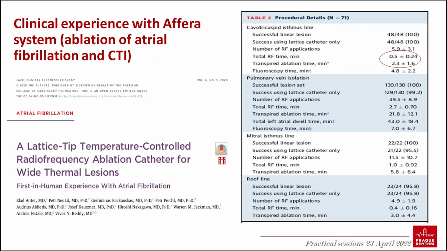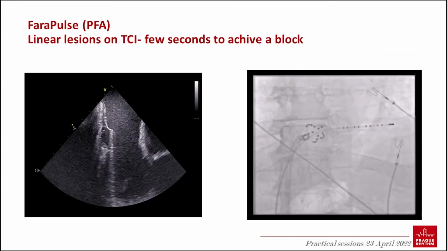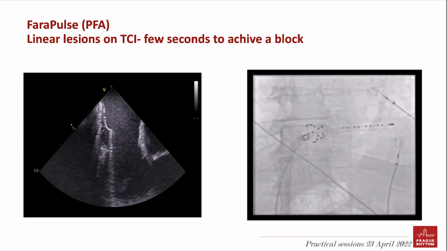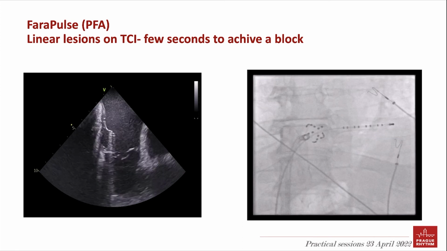This is the first report on the results of atrial fibrillation or flutter ablation with a lattice tip catheter and high energy RF. You can see the time for CTI ablation was around 2 minutes. We have also some off-label experience with pulsed field ablation of CTI. In this case, you see a Farawave catheter on CTI, achieving a block in 43 seconds.